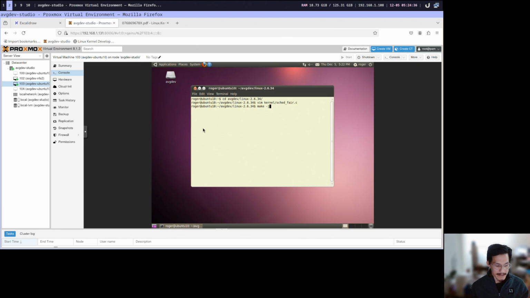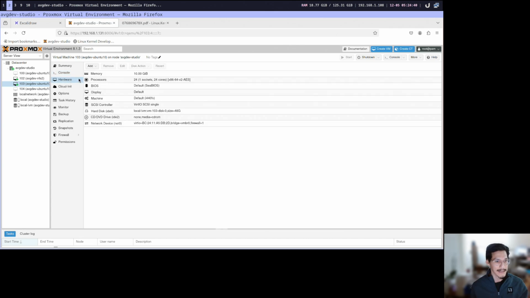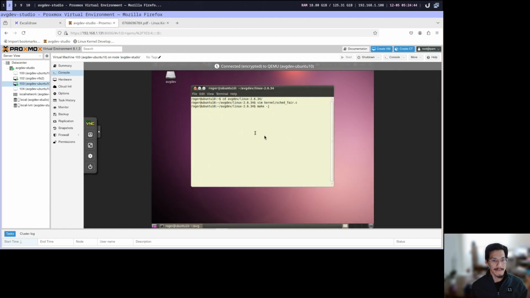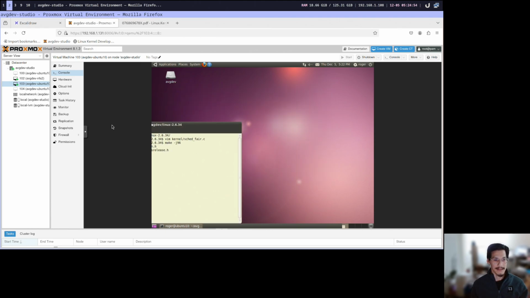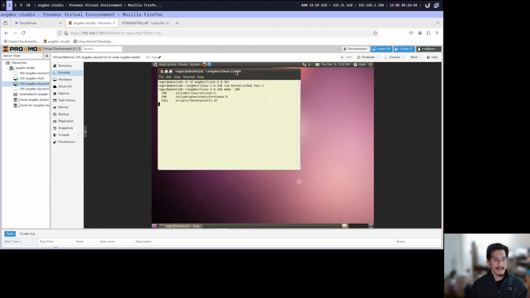I'm gonna do something crazy. I increased the number of cores on this thing. I did 24. Okay, so I've done 24, so I'm gonna do make -j 48. And you know what? I'm gonna be brave and do 96. See how fast it goes.